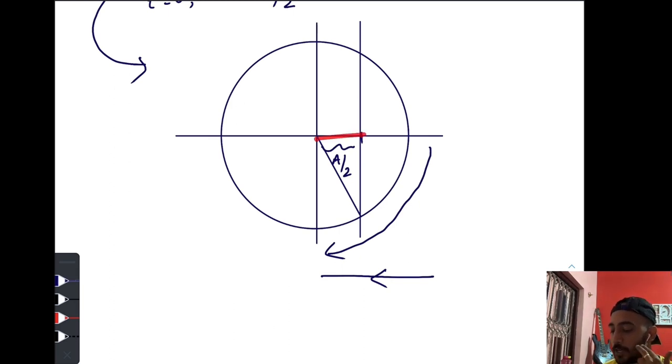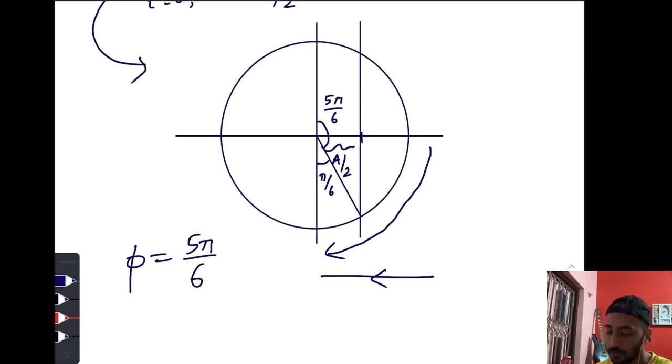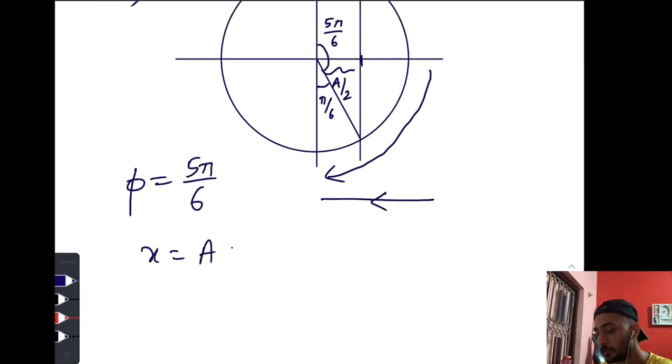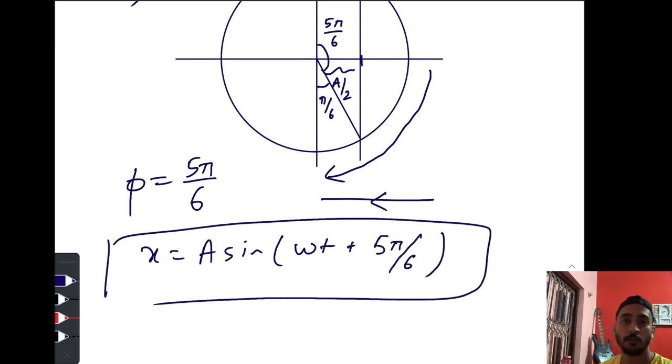So this one is a by 2, this one is a, which means this angle is 30 degrees, that is pi by 6. So this angle is pi minus pi by 6, that gives you 5 pi by 6. Okay, so our initial phase is 5 pi by 6. Out of all the infinite solutions, we get plus 5 pi by 6. Okay.